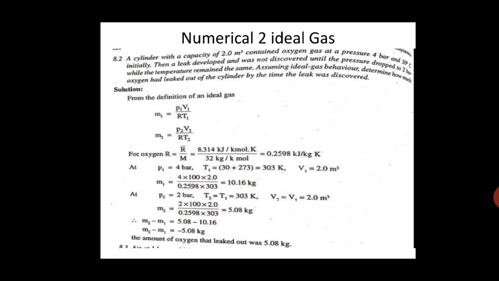Second, you have used the same relationship, PV is equal to MRT. We have used it for condition 1, that is the initial condition, and second, we have used P2 V2 equals M2 R T2, that is for condition 2 after the leakage of the gas. So out of this, you have to calculate first R, you have to bring the temperature in Kelvin, and thus we can solve this problem. I hope you have understood.